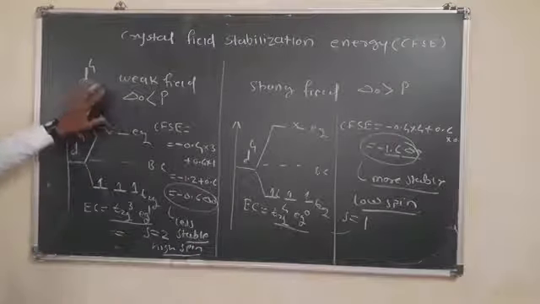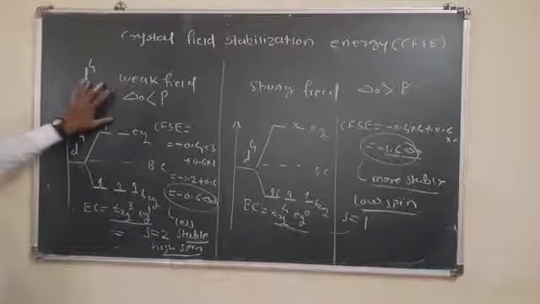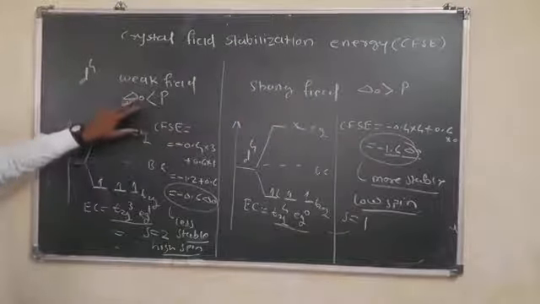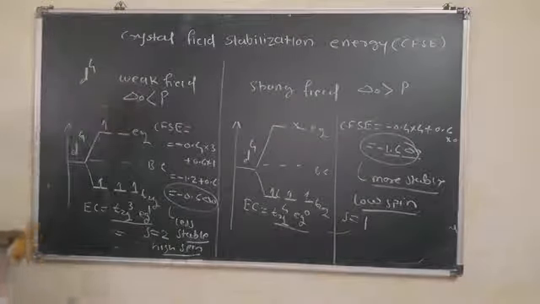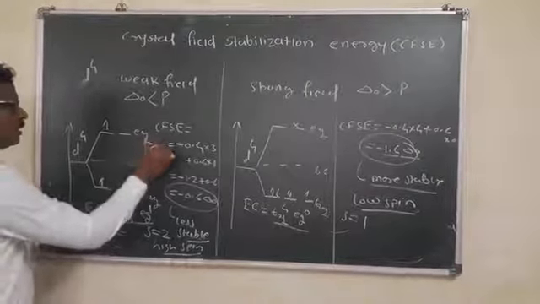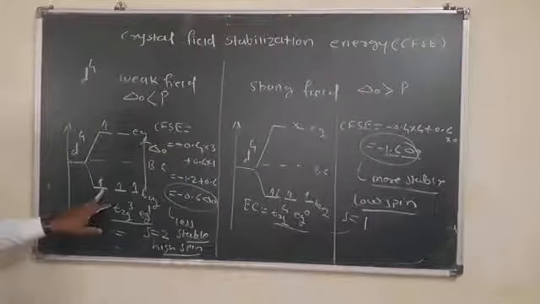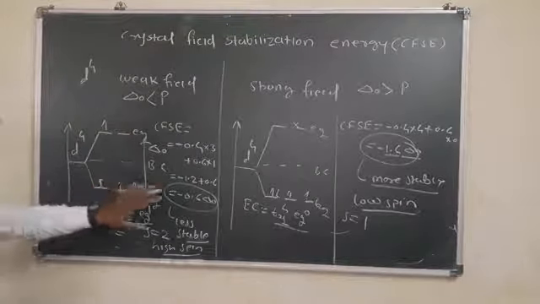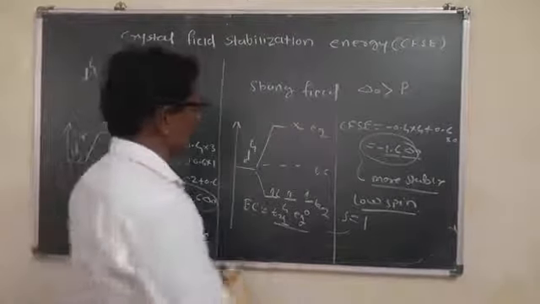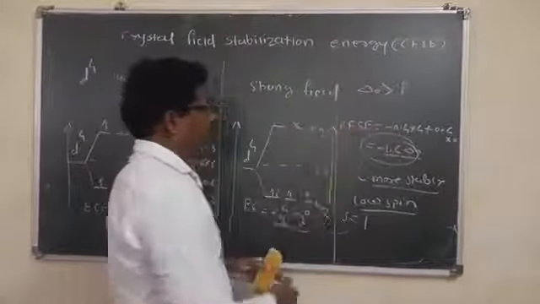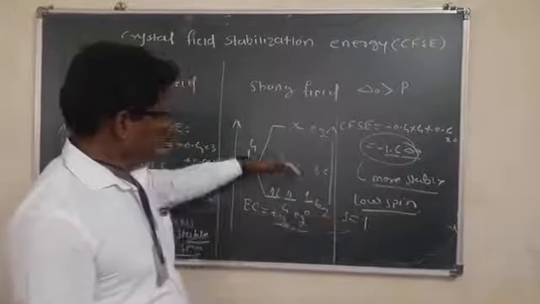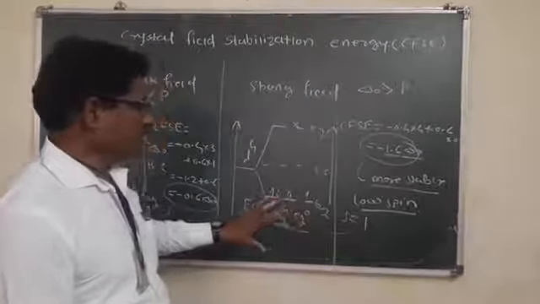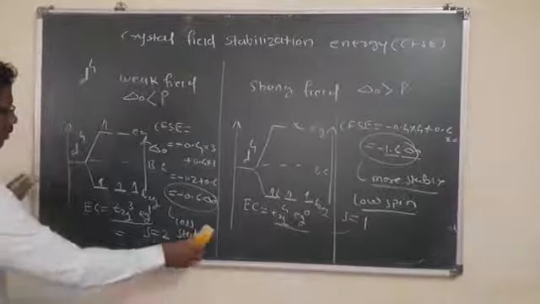This is the difference between the d4 configuration in the presence of weak field ligands and strong field ligands. In weak field ligands, delta O is smaller, and therefore the electrons are unpaired in both t2g as well as eg orbitals. But when delta O is larger and the pairing energy is small, the electrons are paired in the lower energy orbitals, known as the t2g orbitals. Okay.